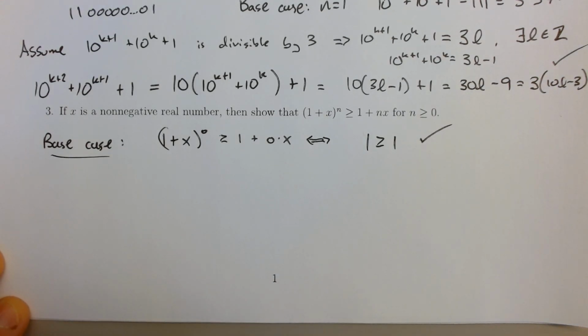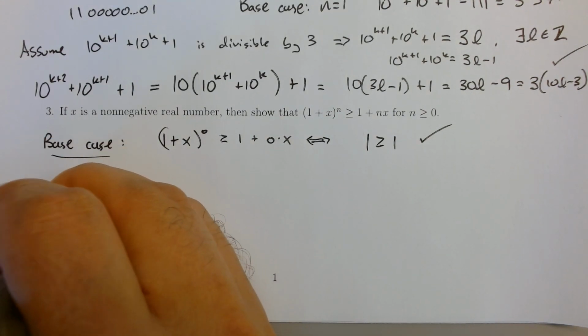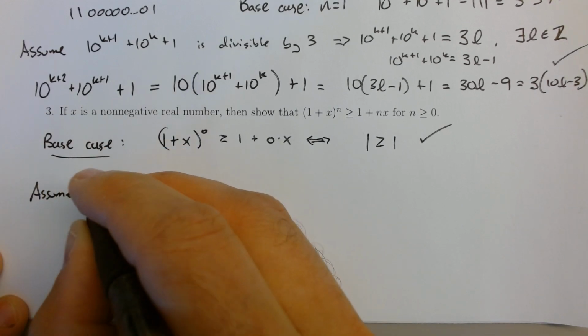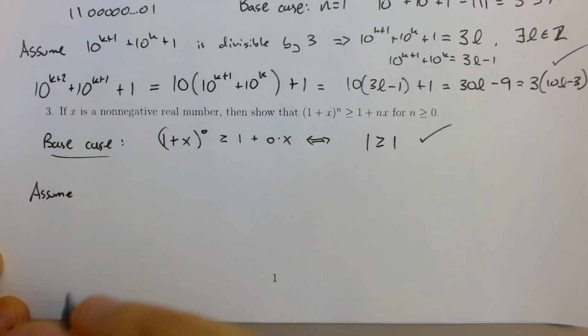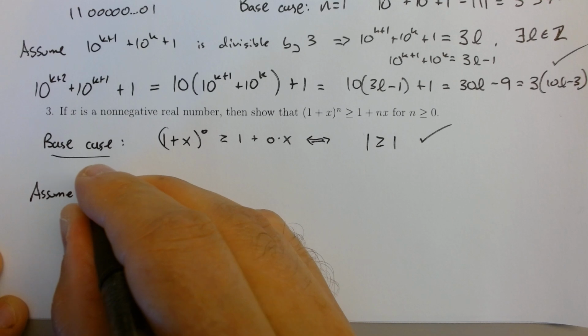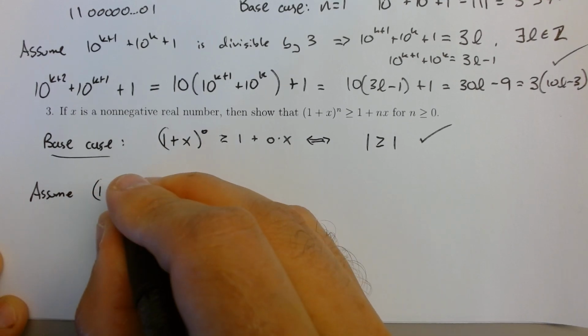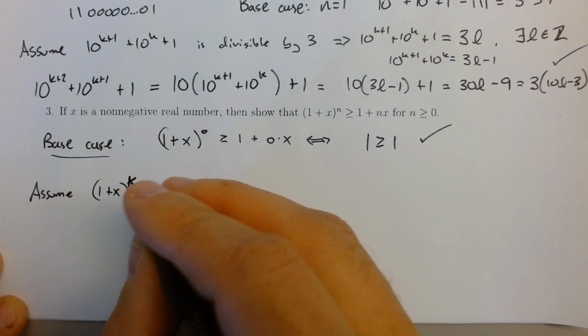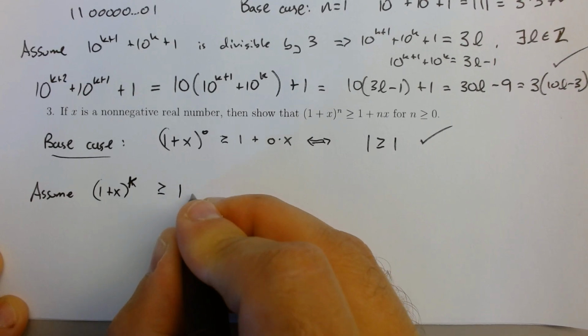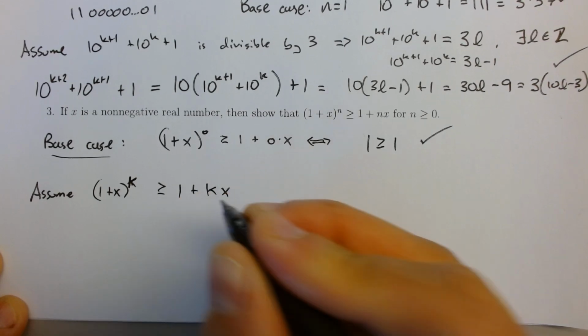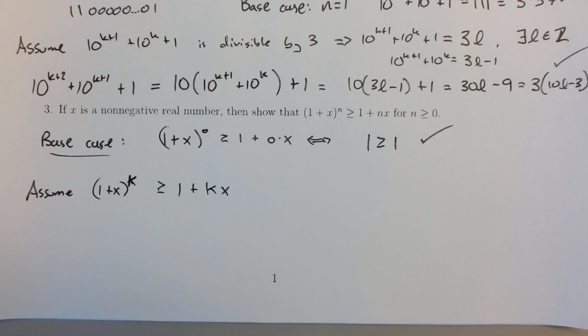Okay, now let's look at our induction. So we assume that it's true for some k. So 1 plus x to the k is greater than or equal to 1 plus kx. So this is going to be a tool that we'll use at some point, because now we want to show that it's also true if the n was replaced by k plus 1.